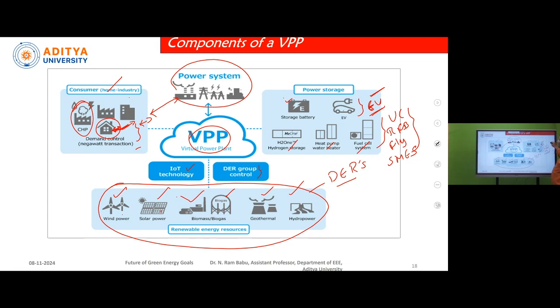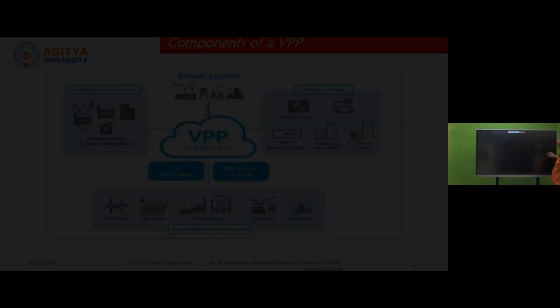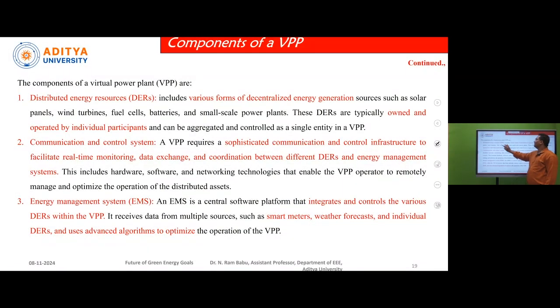So this is about the components of a virtual power plant. And in detail, we will be going through one by one further. So first one is distributed energy resources. As I told earlier, it's a decentralized energy station such as solar panels, wind turbines, fuels, batteries, small scale power plants will be considered. These are typically owned by the individual participants.